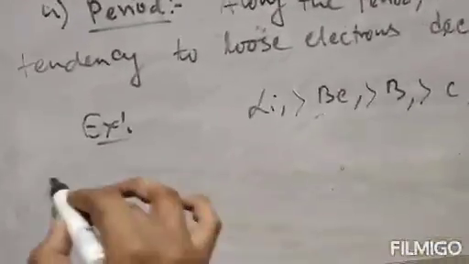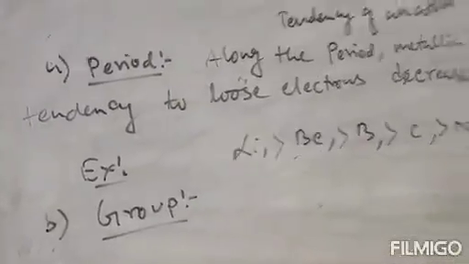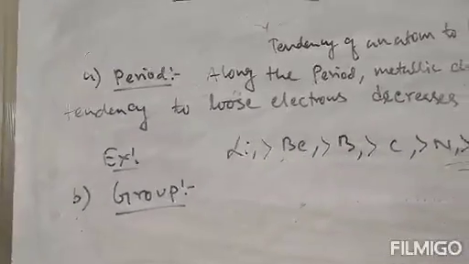Next, group wise. On moving from top to bottom, metallic character will increase.